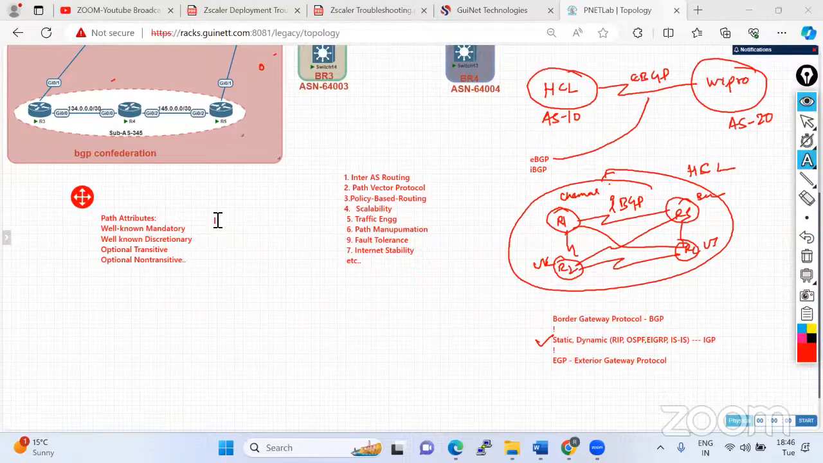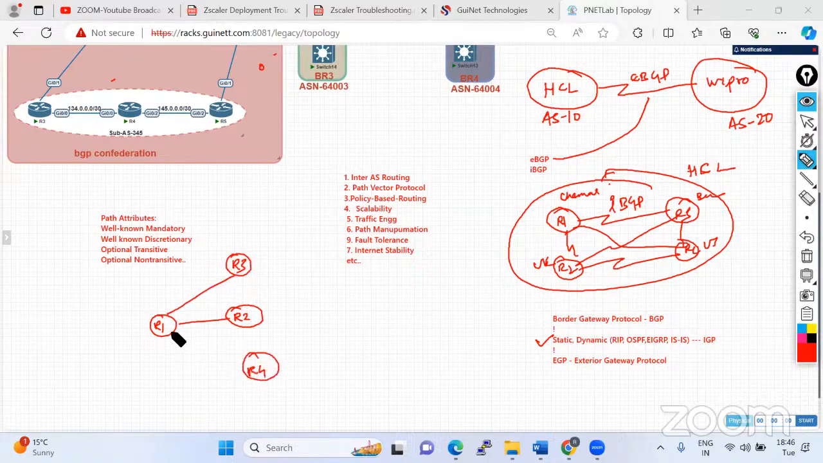So first we have to understand what a path attribute is. A path attribute is nothing, right? Let's say suppose you have to influence something. Suppose this is one router, R1, connected with R2, and R3 is also connected with R1. This is R4. This is my another router, R6. We are running BGP.